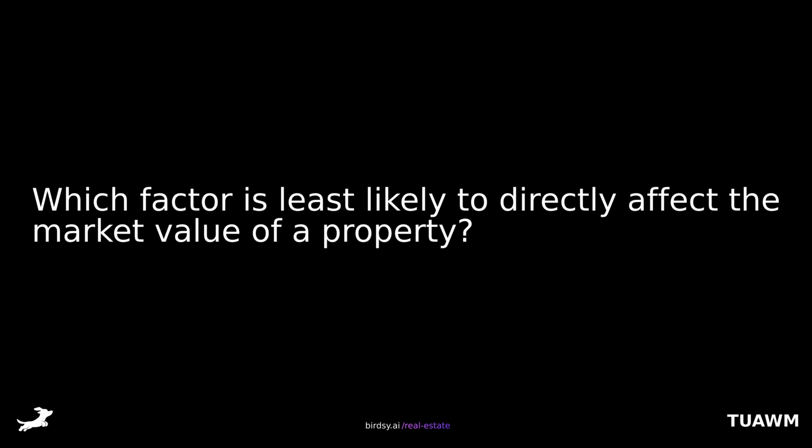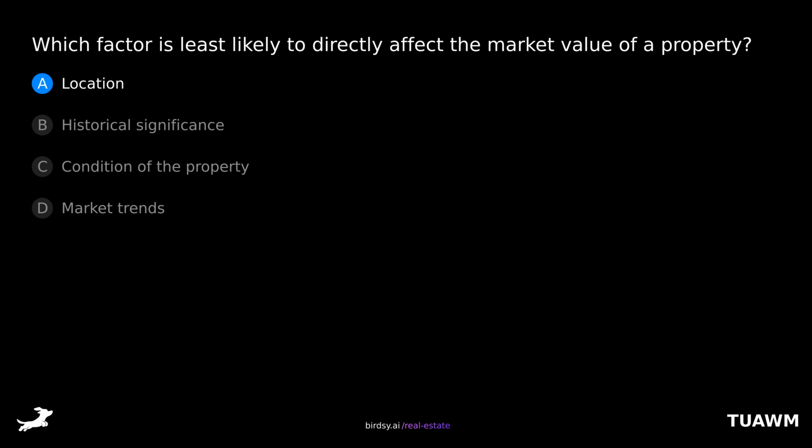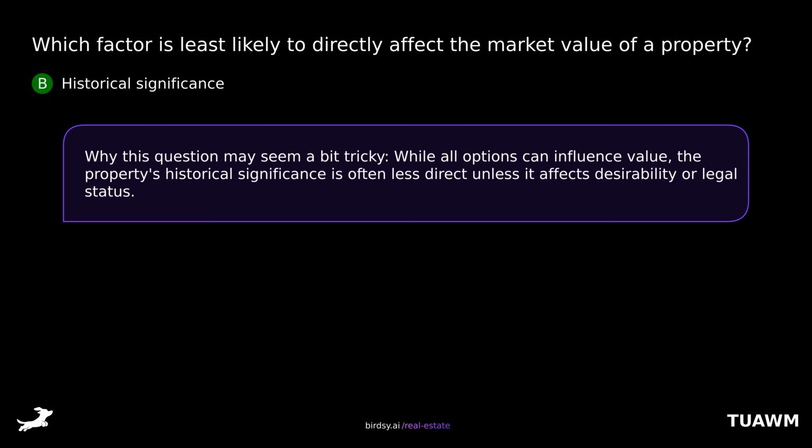Which factor is least likely to directly affect the market value of a property? Is it A, location, B, historical significance, C, condition of the property, or D, market trends? The answer is B, historical significance. Why this question may seem a bit tricky. While all options can influence value, the property's historical significance is often less direct unless it affects desirability or legal status.